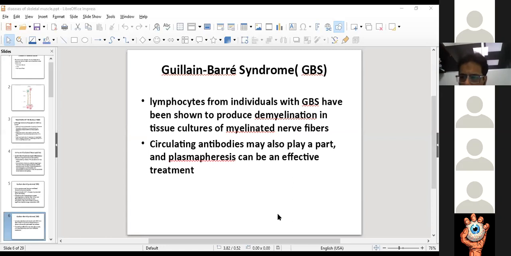Okay, so that is the rationale of using plasmapheresis in these patients: to reduce the load of the circulating self-reacting antibodies.